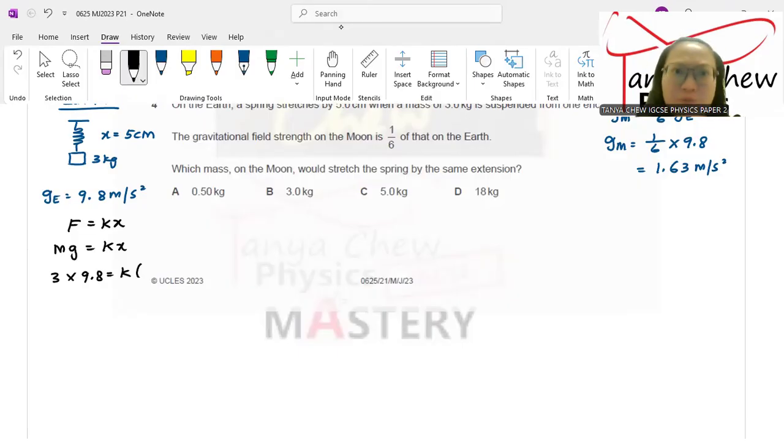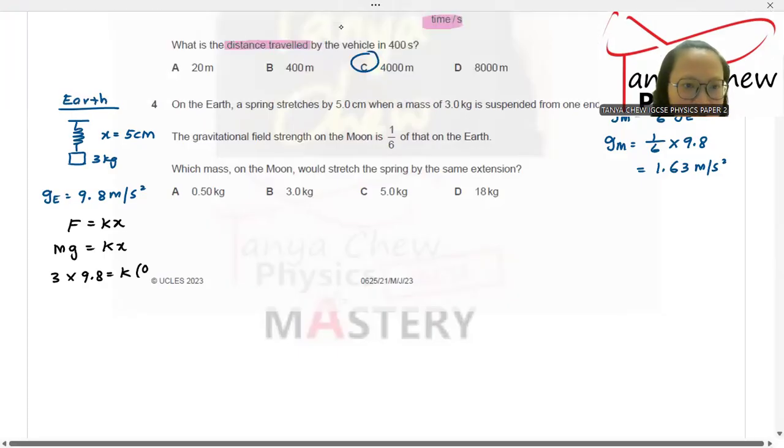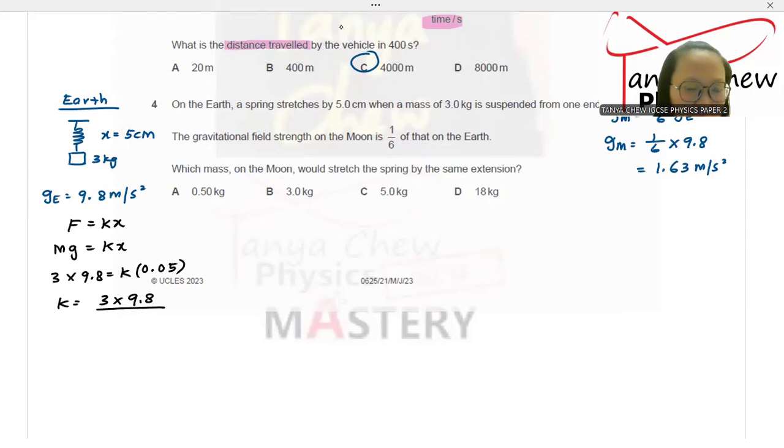I'm going to convert to meter. So when I convert to meter, I need to divide by 100. So I get 0.05. Now the spring constant that I got, 3 times 9.8 divided by 0.05. The value of the spring constant is 588 Newton per meter. Since this is the same spring being brought to the moon, that is why the spring constant remained constant.